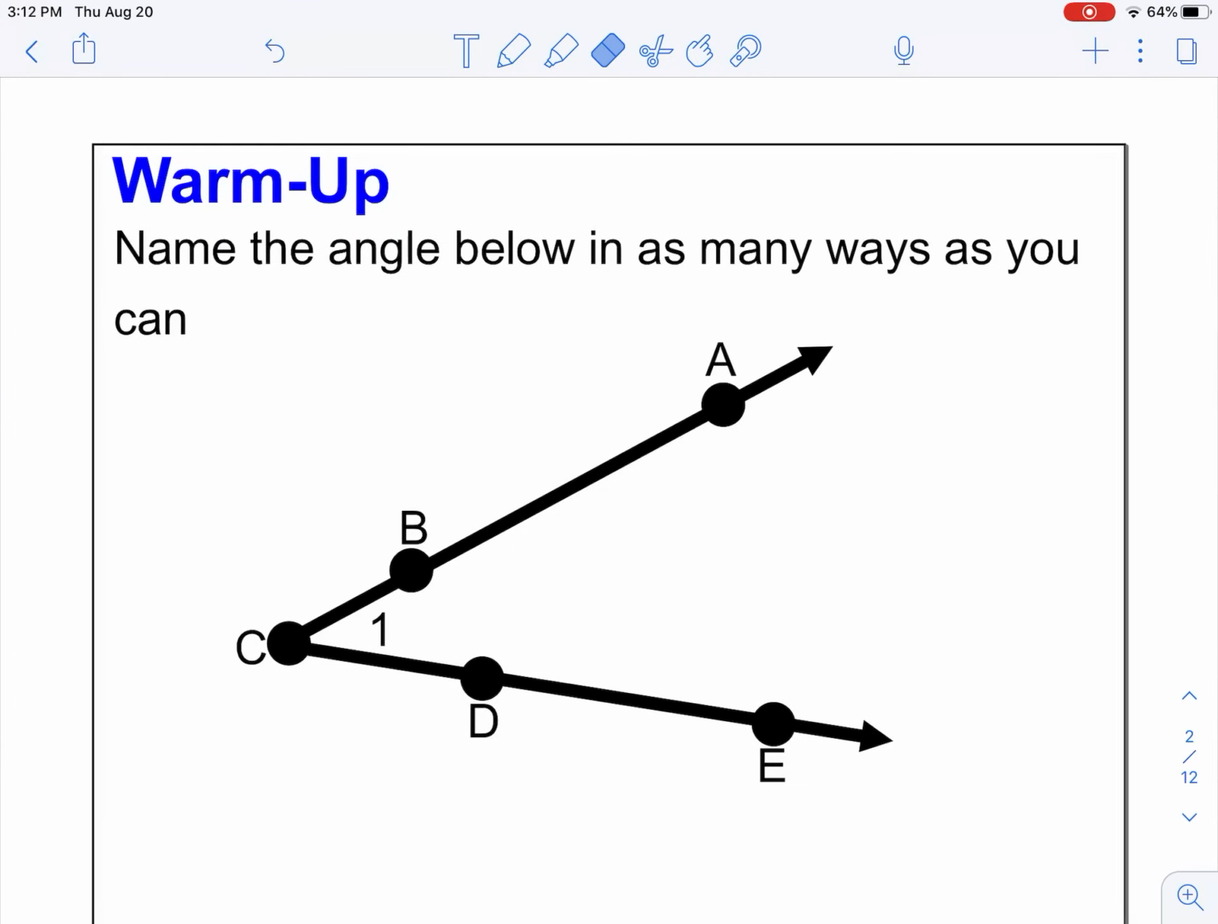Okay, go ahead and pause the video and try the warm-up. I will give you a clue. There are 10 answers to this. There's 10 ways to name this angle. Pause, try it. Okay, so let's say the ways to name this angle.